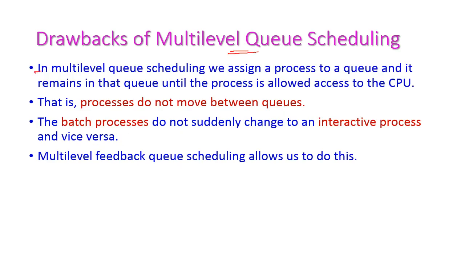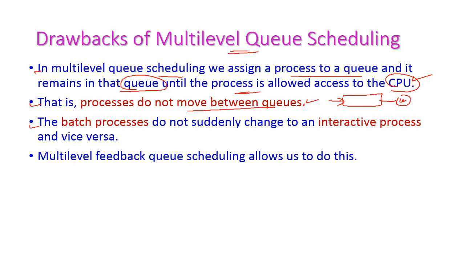The drawbacks of multi-level queue scheduling. In multi-level queue scheduling, we assign a process to a queue and it remains in that same queue until the process is allowed to access the CPU. That is, the process does not move between the queues. Once we assign the process to a particular queue, the process should remain in that same queue until it executes on the CPU.